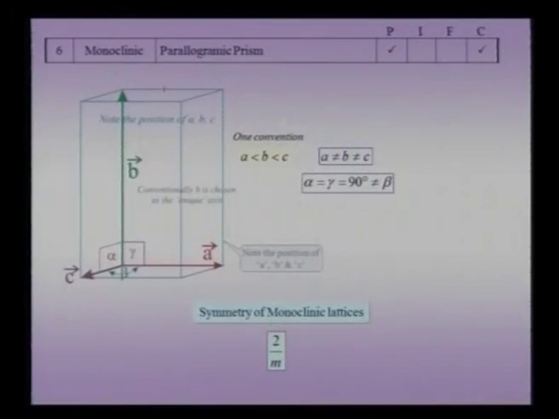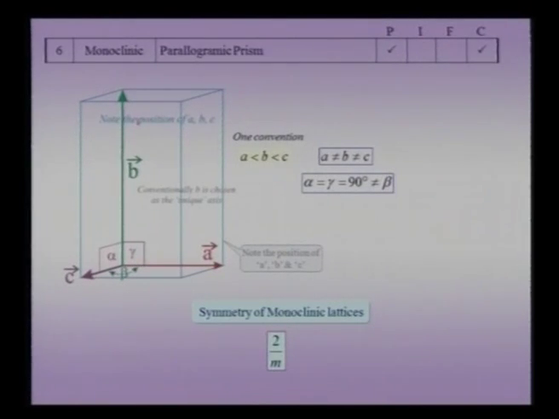positioned along the B axis, the twofold axis, and the mirror will be what will be bisecting this cube along the vertical direction. So, the symmetry of monoclinic lattices is pretty low, but it still has a twofold and a mirror symmetry, which is characteristic of the monoclinic lattices.